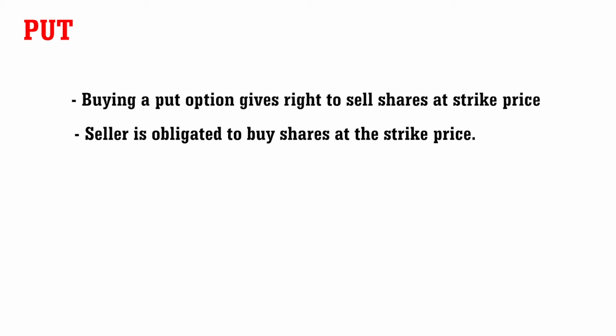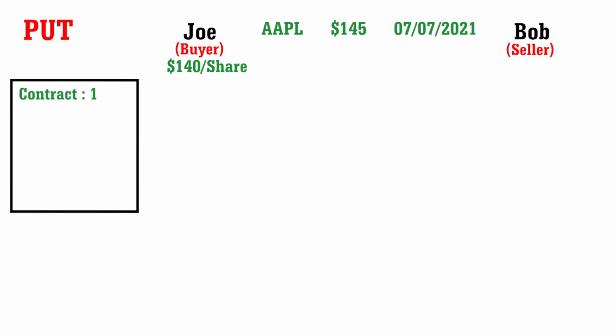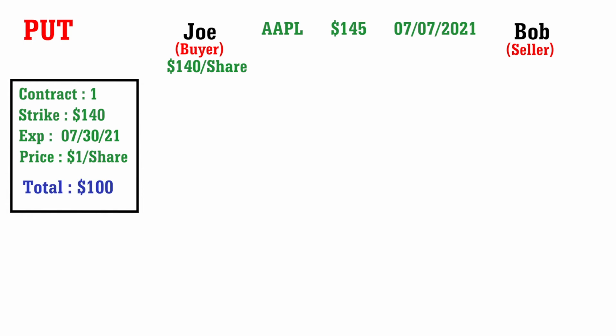Let's look at an example of Joe and Bob. Joe owns 100 shares of Apple at $140 per share. Apple is trading at $145 per share today. And Joe buys a $140 strike price put option from Bob for $100. So this is how the contract will look. Number of contracts: 1, strike price $140, expiry date July 30, 2021, premium $1 per share, total cost of contract $100.